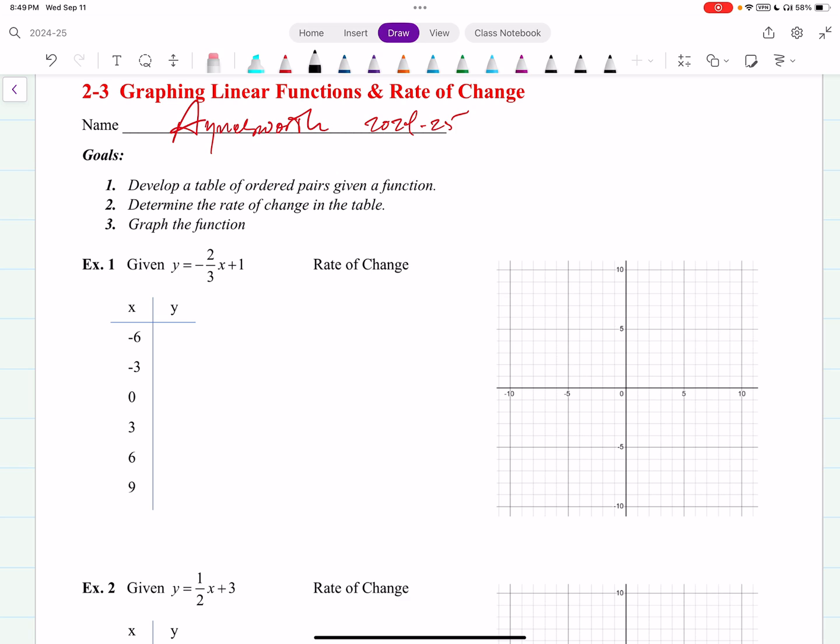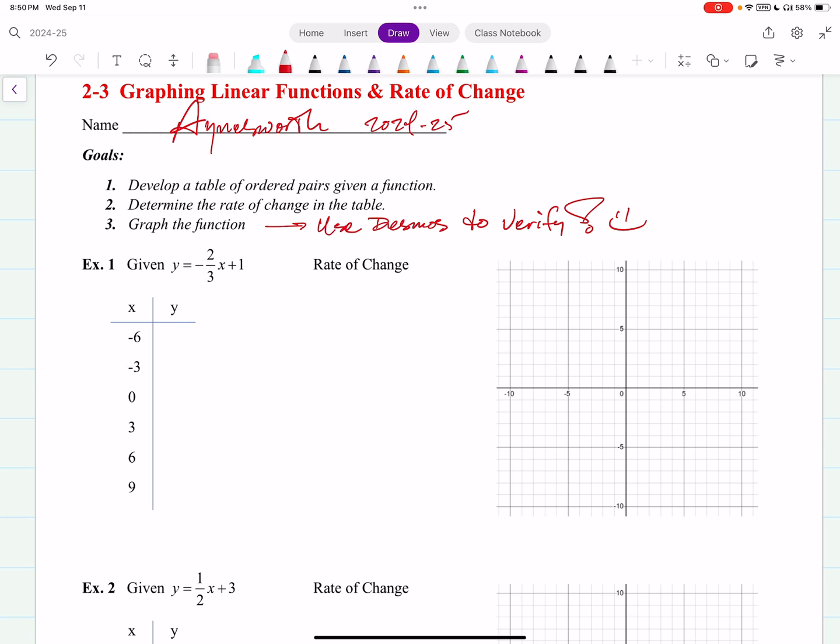Here we go. Number one here. So what we want to do is take this given function here, a linear function, y equals negative 2/3 times x plus 1. We want to develop the table values, calculate the rate of change of the table, and then, of course, plot everything and graph your linear function. And I'm also going to use Desmos too, to verify everything I say.